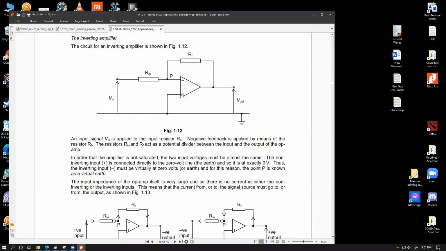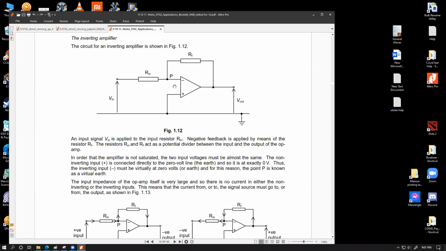Because we want these two voltages to be really close, but not exactly the same, because exactly the same would give us precisely 0. We don't want that to happen. But to avoid saturation, these two voltages have to be really close to each other. So P has to be really close to 0.